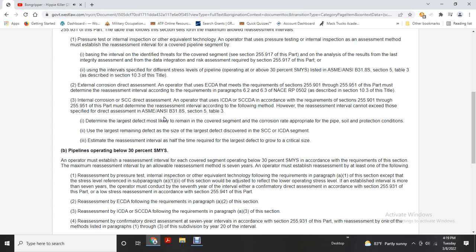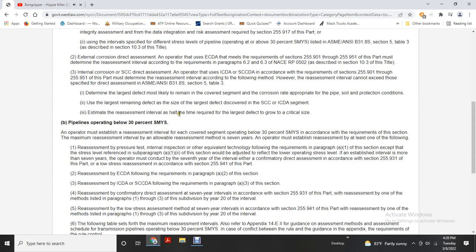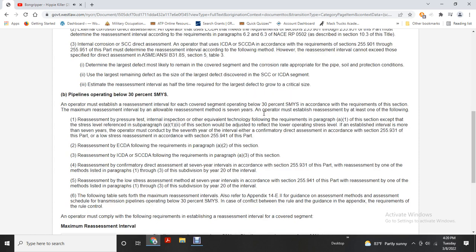Determine the largest defect most likely to remain in the covered segment, with the corrosion rate appropriate to the pipe and soil protection conditions. Using the largest remaining defect, compare it with the largest defect discovered in the stress corrosion cracking or internal corrosion direct assessment segment. Estimate the reassessment interval, the time required for the largest defect to grow to critical size.